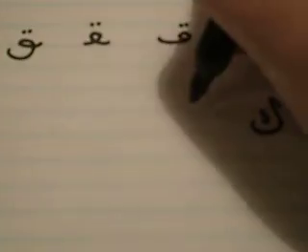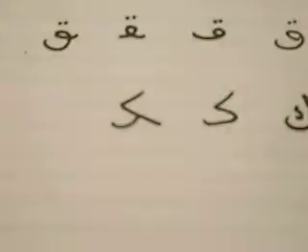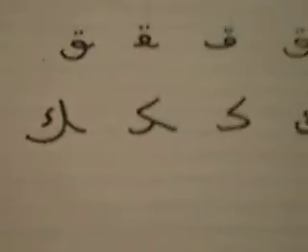Our next letter is Kaf. Kaf is just a literal English K. This is what Kaf looks like. Now, initial Kaf looks like this. Middle Kaf is like this. And the final Kaf is like that. Okay?